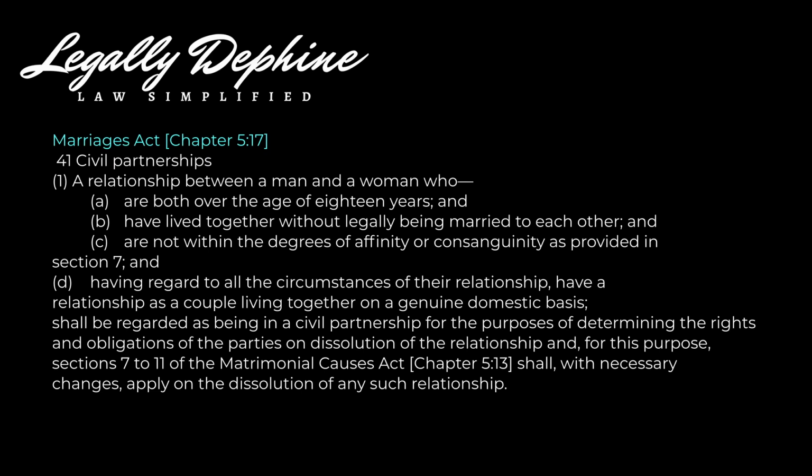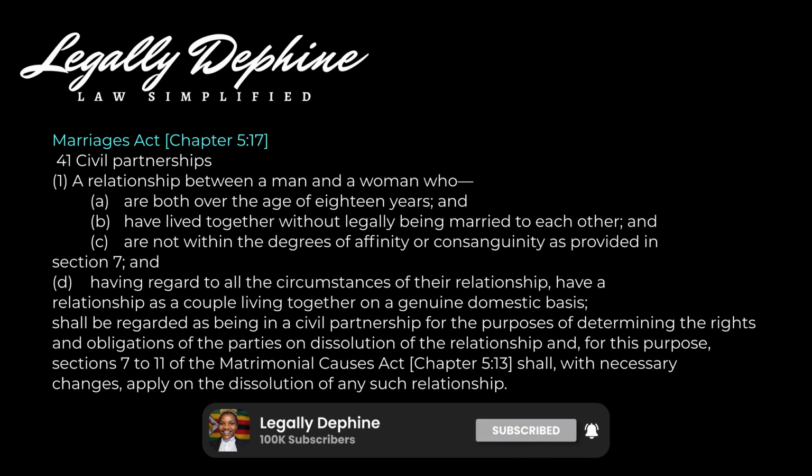Section 41 of the Marriages Act provides for civil partnerships as follows. A relationship between a man and a woman who are both over the age of 18 years and have lived together without legally being married to each other and are not within the degrees of affinity or consanguinity as provided in Section 7, and having regard to all the circumstances of their relationship, have a relationship as a couple living together on a genuine domestic basis, shall be regarded as being in a civil partnership for the purposes of determining the rights and obligations of the parties on dissolution of the relationship, and for this purpose, Section 7 to 11 of the Matrimonial Causes Act, Chapter 5.13 shall, with necessary changes, apply on the dissolution of any such relationship.